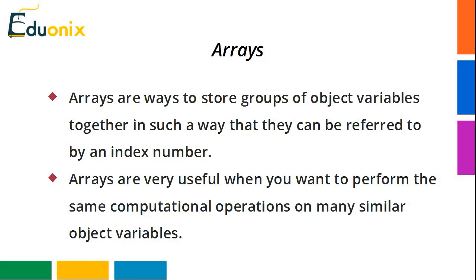In this lesson I want to talk about something called arrays, and arrays are ways to store groups of object variables together in such a way that they can be referred to by an index number. And what I mean by that is that you can use a number associated with an array to refer to an object variable rather than using the variable name in the usual way. And this is very useful when you want to perform the same computational operations on many similar object variables. And I'll show you an example in this lesson.